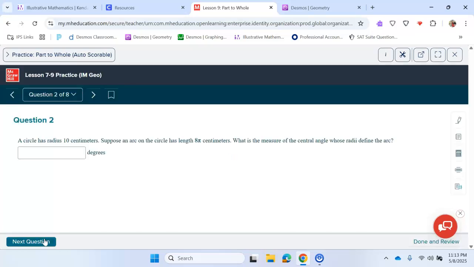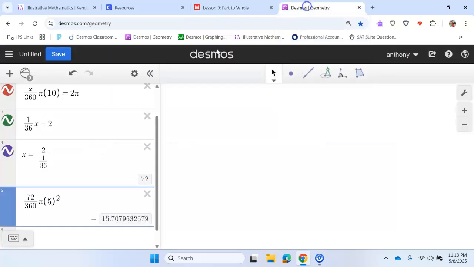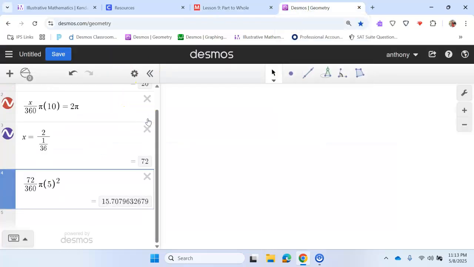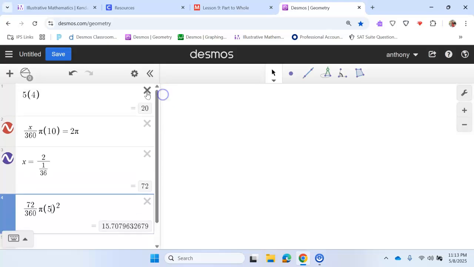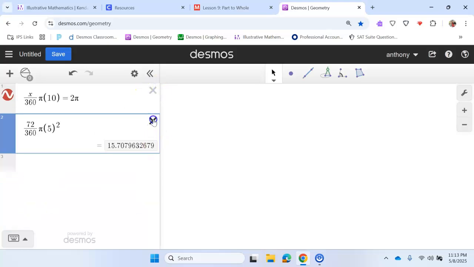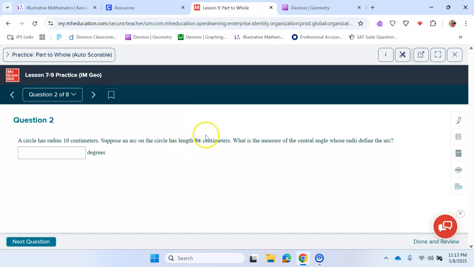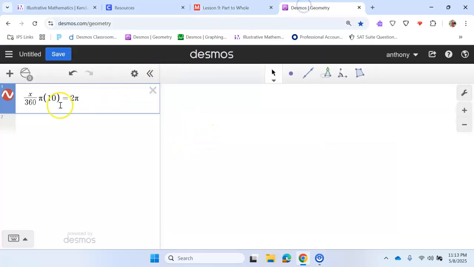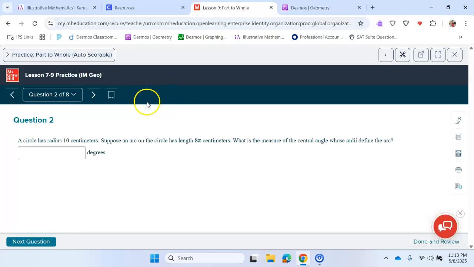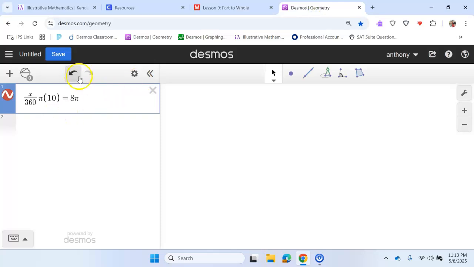Question 2. A circle has radius 10 centimeters. Suppose an arc on the circle has length 8 pi centimeters. What is the measure of the central angle whose radii define the arc? All right, so it has an arc length of 8 pi. It has a radius of 10. That means its diameter is 20.